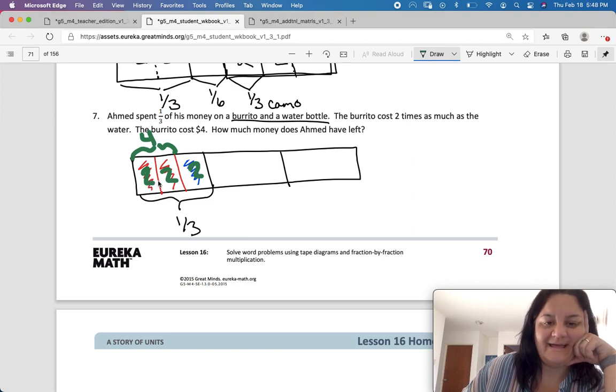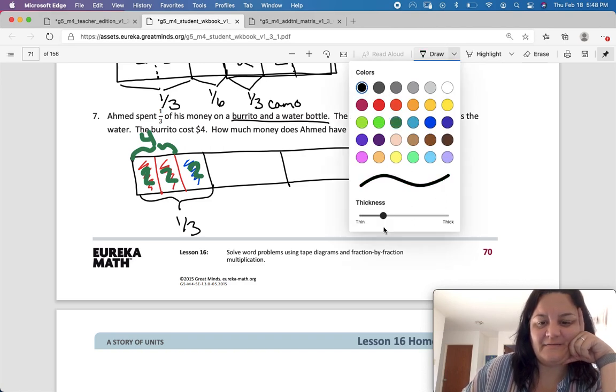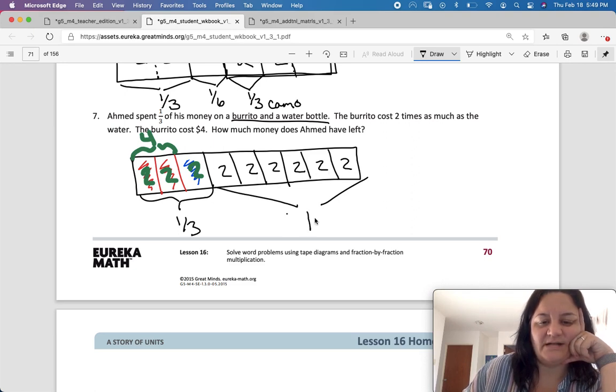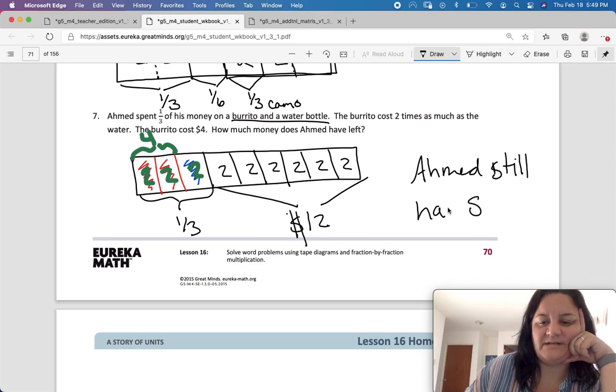That's double. And we can figure out how much money he has left, because if we cut this into 3, and that into 3, then we know that this is 2 and that's 2 and that's 2 and that's 2 and that's 2 and that's 2. So how much does he have left? 2, 4, 6, 8, 10, $12. Okay, Ahmed still has $12.